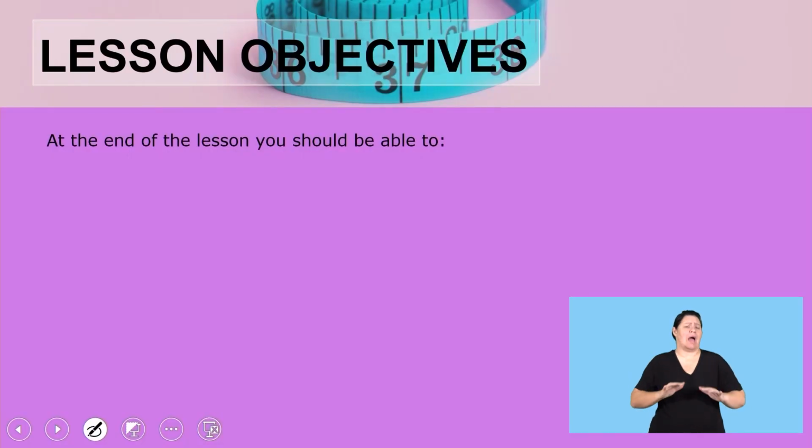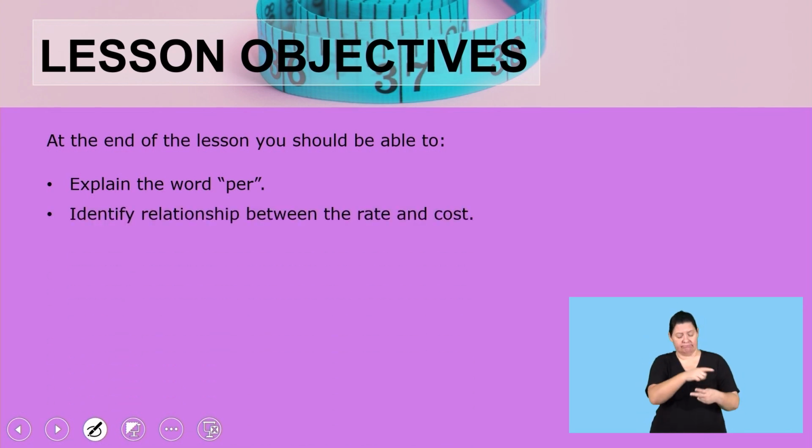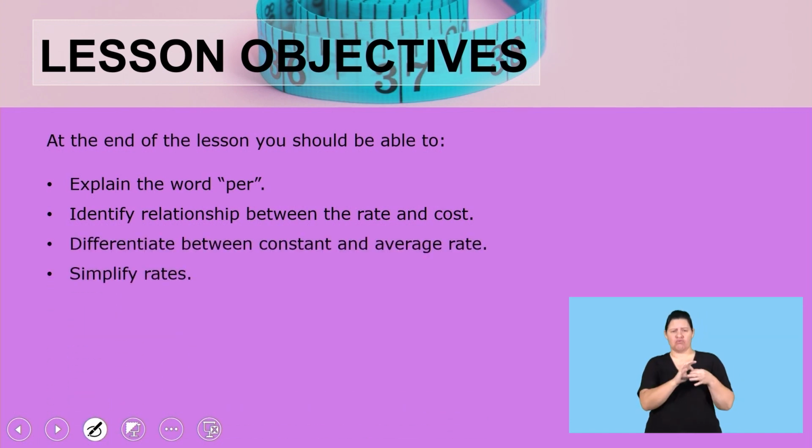By the end of this lesson, you should be able to explain the word per. You should be able to identify a relationship between the rate and the cost. You should be able to differentiate between constant and average rate. You should be able to simplify rates as well.